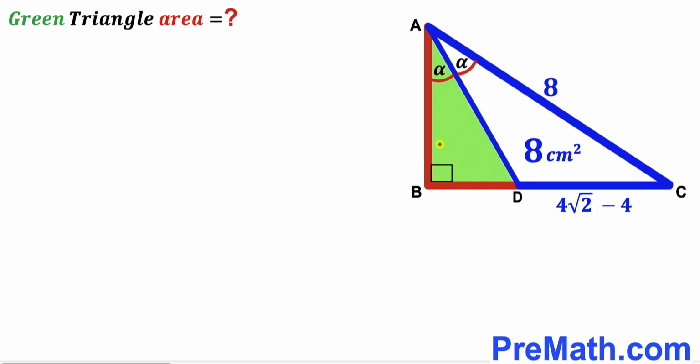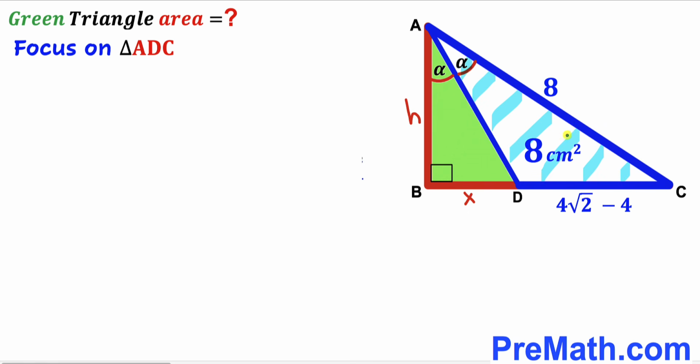Since we are interested in calculating the area of this triangle, let's recall the area of a triangle formula. Area is always equal to a half times base times the height of the triangle. Therefore, I'm going to label the base of this green triangle as x and the height as lowercase h. Our task is to find the value of x and the value of height h before we can calculate the area of this green shaded triangle.